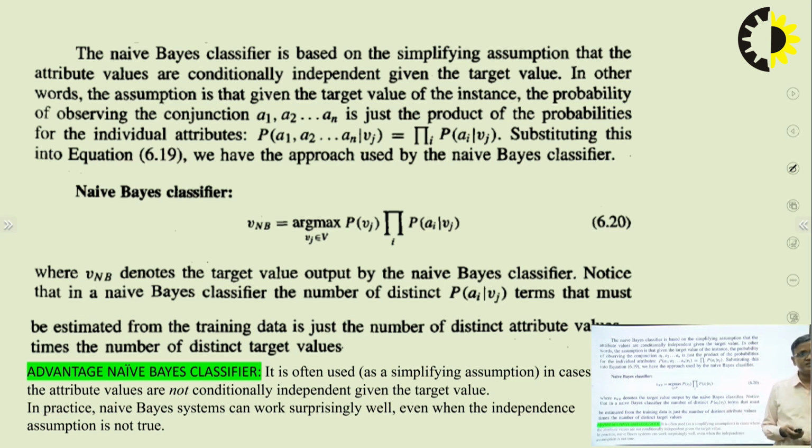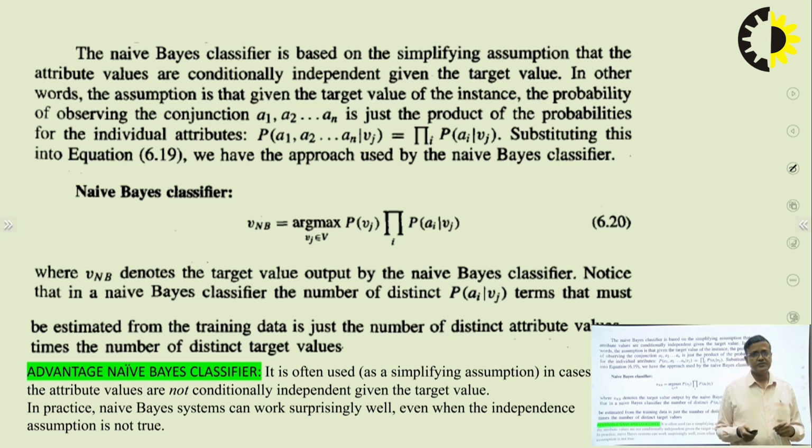So here VNB denotes the target value output by the naive Bayes classifier, and notice that in a naive Bayes classifier, the number of distinct P of ai given Vj terms that must be estimated from training data is just the number of distinct attribute values times the number of distinct target values. So what is the advantage of using the naive Bayes classifier?